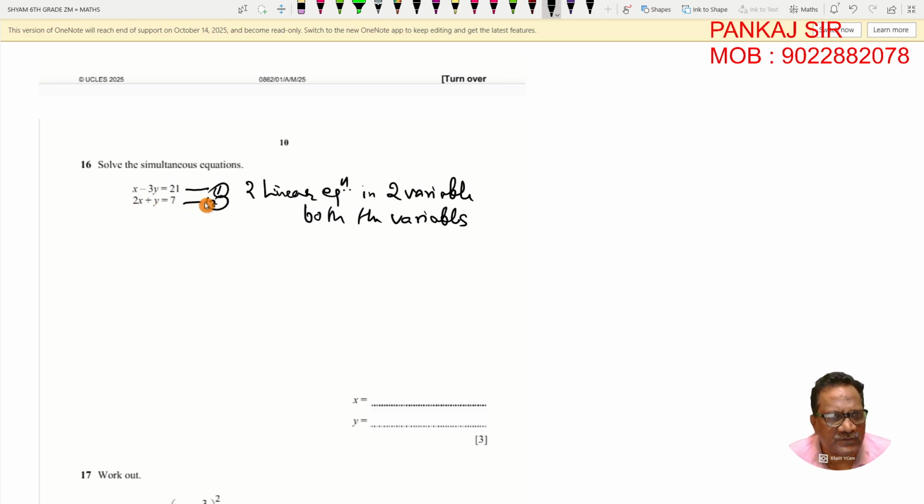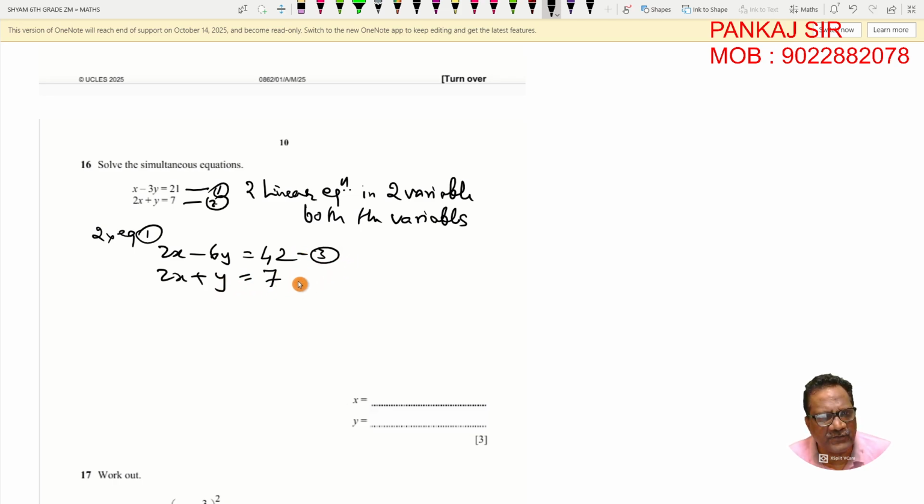So the first thing that you will do is make the coefficient of one of the variables the same. If I take equation number 1 and multiply it by 2, it will give me 2x minus 6y equal to 42. So this is equation 1 multiplied by 2. Equation number 2 I am keeping as it is, 2x plus y equal to 7. So now these are my new equations 3 and 4. Why did I do this? So that one of the variables has the same coefficient, that is 2x and 2x.